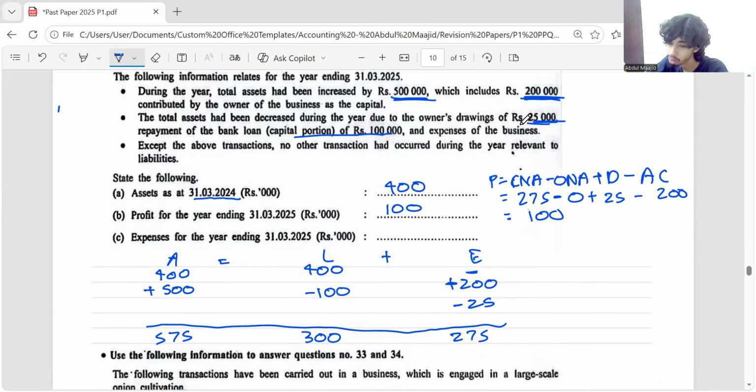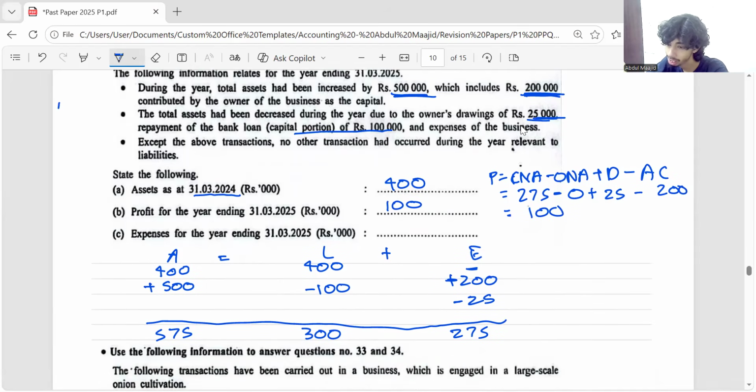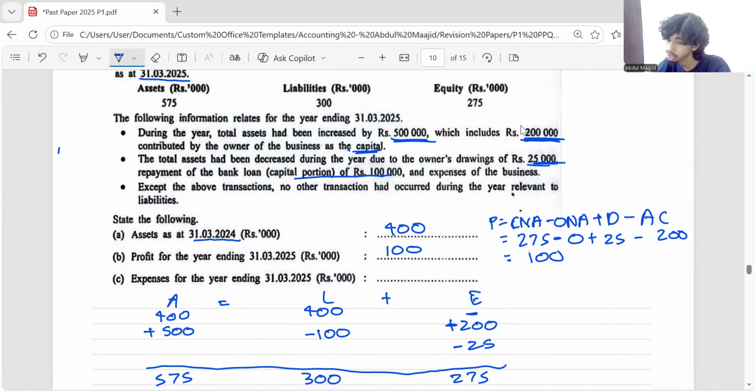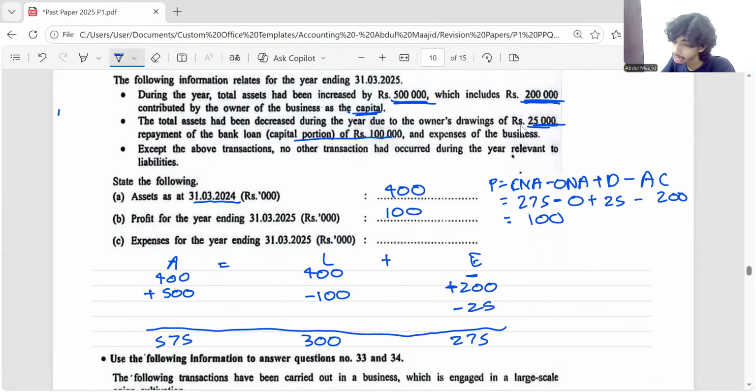Now we know our total asset increased by 500. Okay, maybe because of capital. Here capital introduced capital, and other one maybe because of income. The remaining 300 increase in asset maybe because of income. Then by how much did the asset decrease during the year? How do you find that? 575 minus 500 minus 400. Asset decreased during the year by 325.